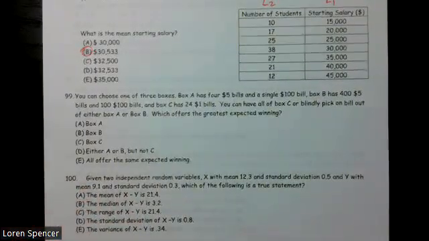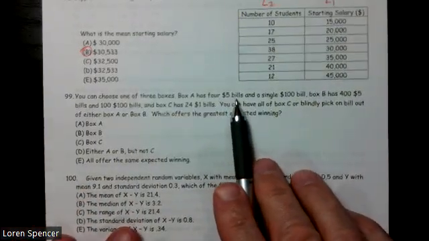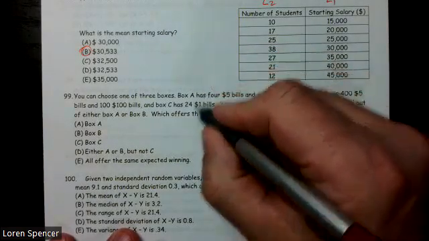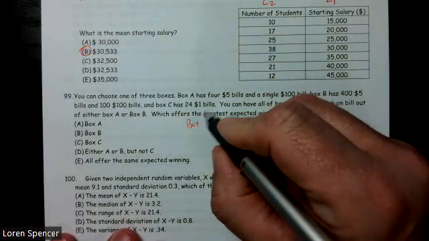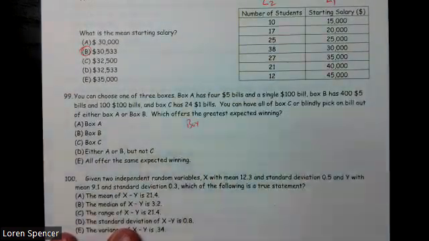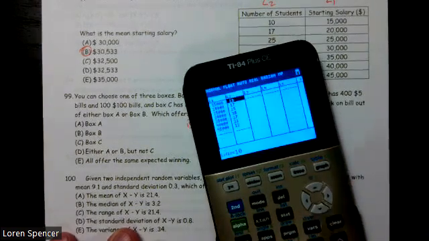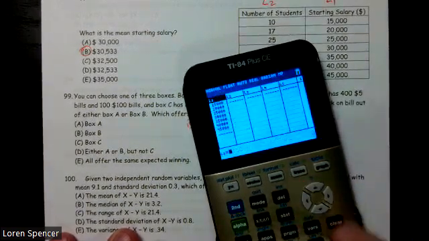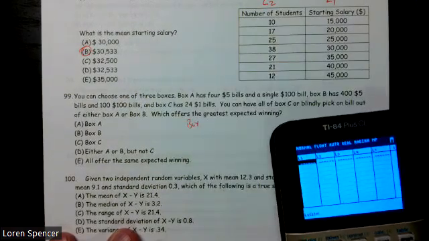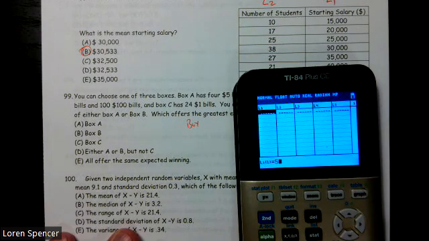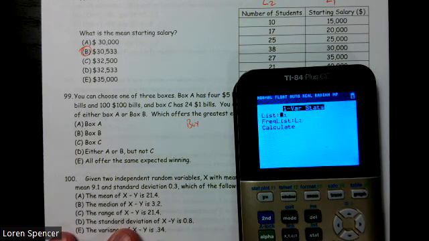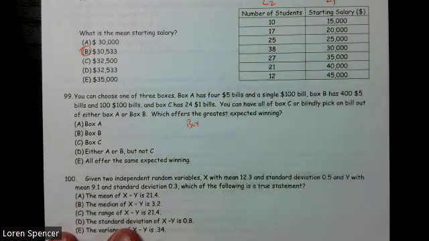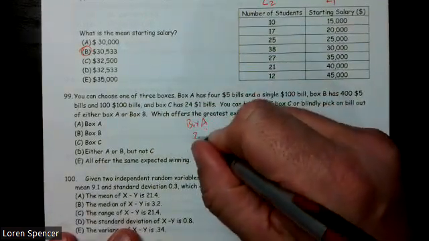You can choose one of three boxes. Box A has four $5 bills and a single $100 bill. So let's go look at that. Stat edit. It has four $5 bills, so you can get $5 bills or you can get a $100 bill. But it has four of these and one of these. Stat calc, one var stats, L1, L2. And I find for box A, I expect to get 24 bucks.